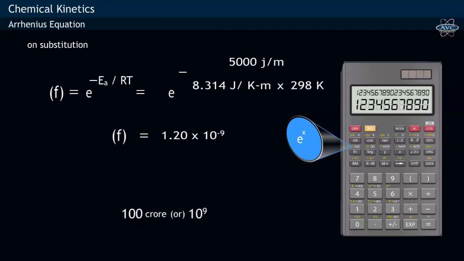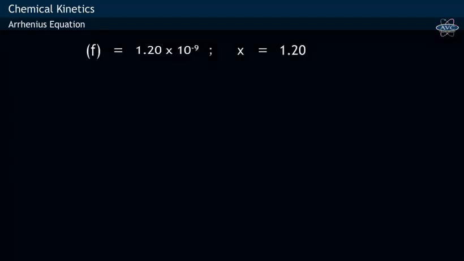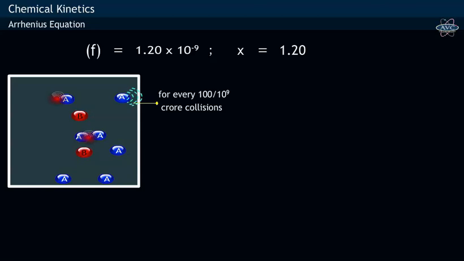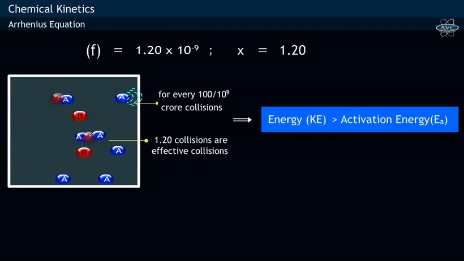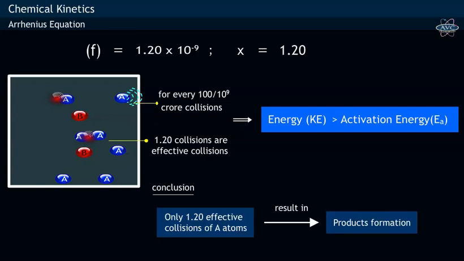This means that if the reaction has 100 raw, or 10 to the power of 9 collisions, what number divided by this value equals 1.20 into 10 to the power of minus 9? This number would be 1.20, which means that for every 100 raw collisions occurring in a chemical reaction, only 1.2 collisions are effective collisions with energy in excess of activation energy and which undergo the reaction.